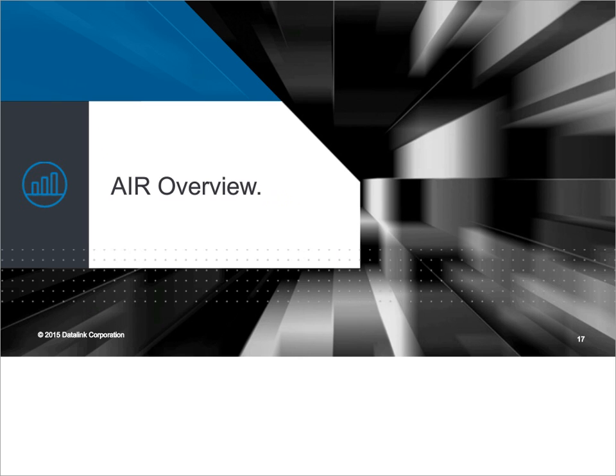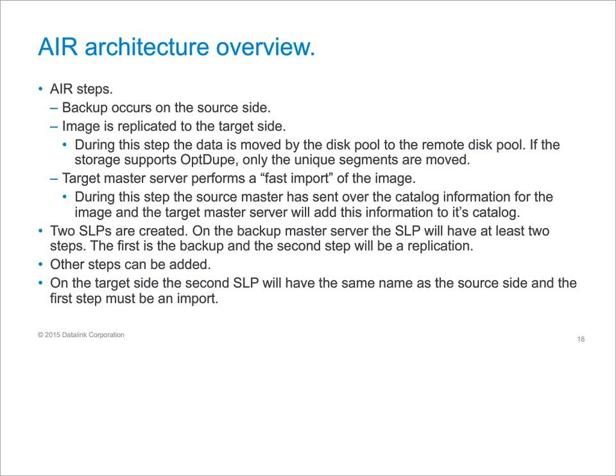Let's move on to the AIR overview. So one of the NetBackup features that is very popular is Automatic Image Replication, where it's going to allow you to have an image stored in two separate NetBackup environments, separate NetBackup catalogs, and it will allow you to perform disaster recoveries much quicker.